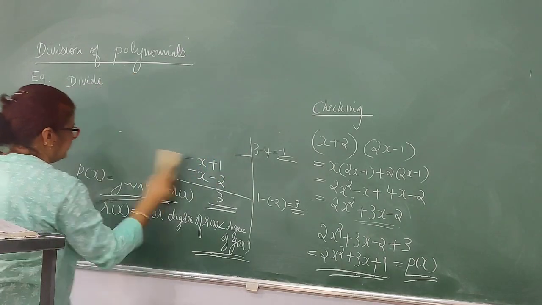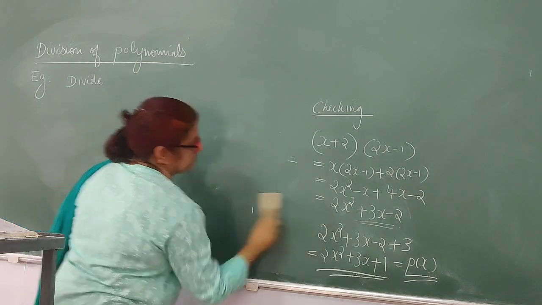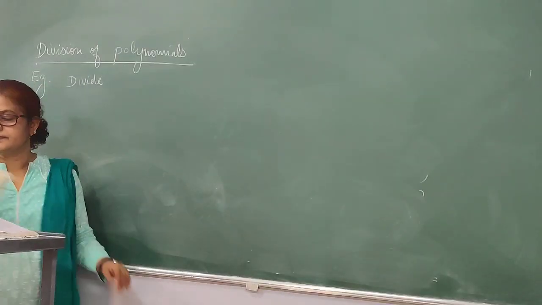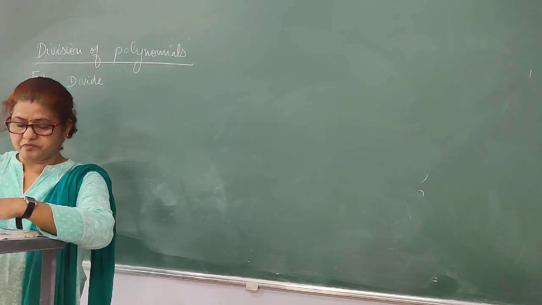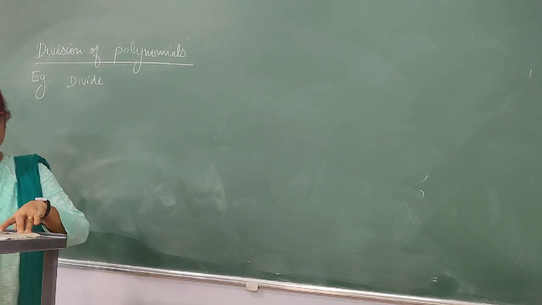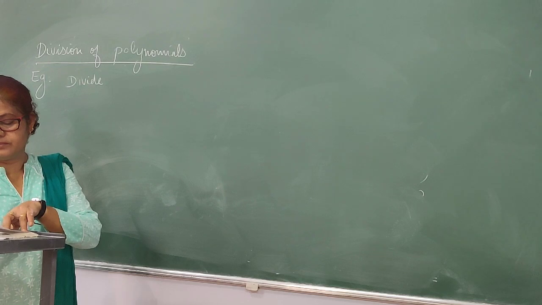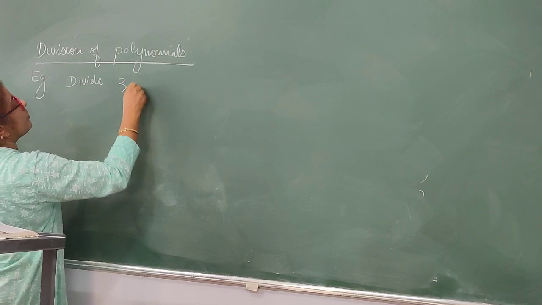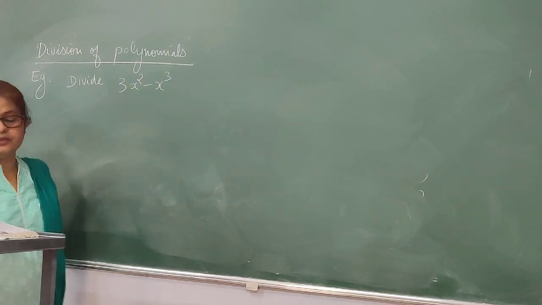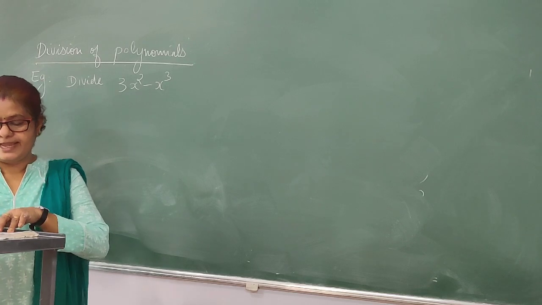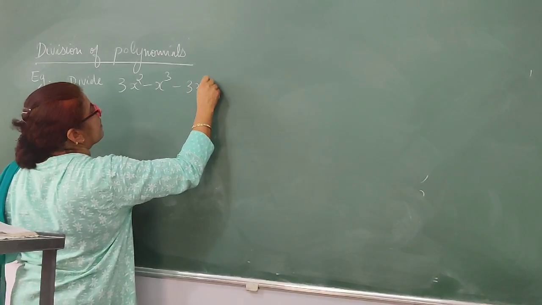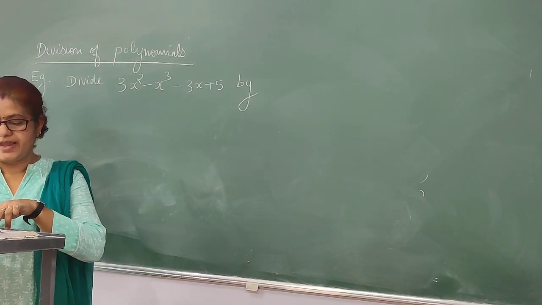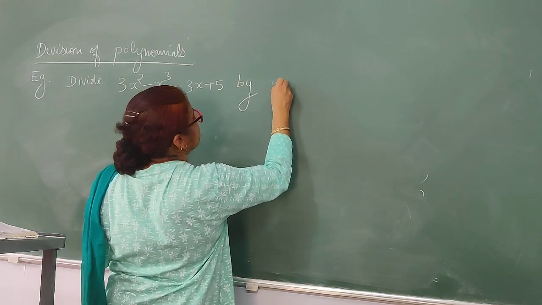Divide 3x square minus x cube minus 3x plus 5 by x minus 1 minus x square.